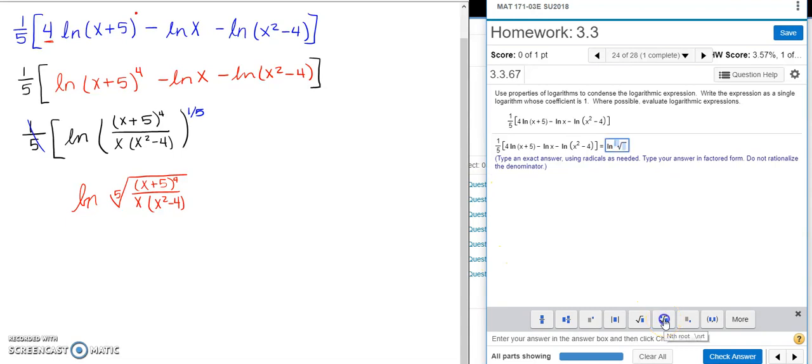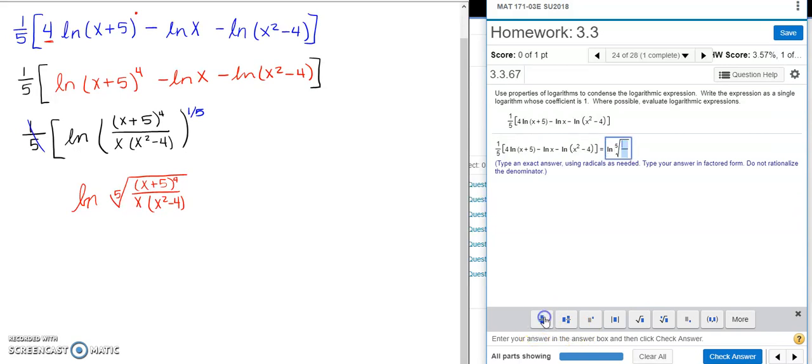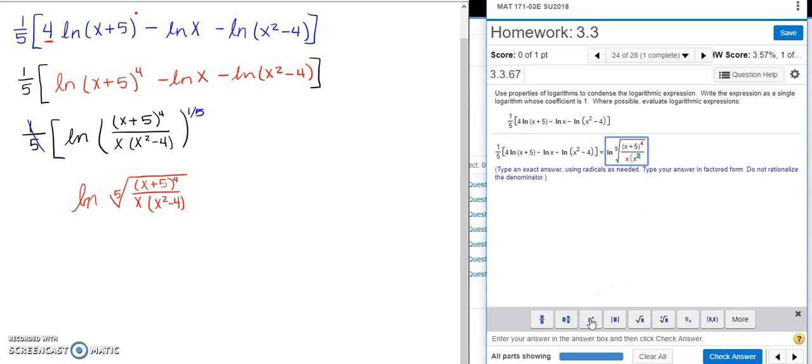So I'm going to choose this button. It's the 5th root of a fraction, so we have to be really careful with this. x plus 5 to the 4th power. Remember that line messed me up. It's not supposed to be there like that. And then x times x squared minus 4. Make sure that looks right. It's one big 5th root, so you want to make sure you've got it typed in the right place so that it's over the whole fraction.